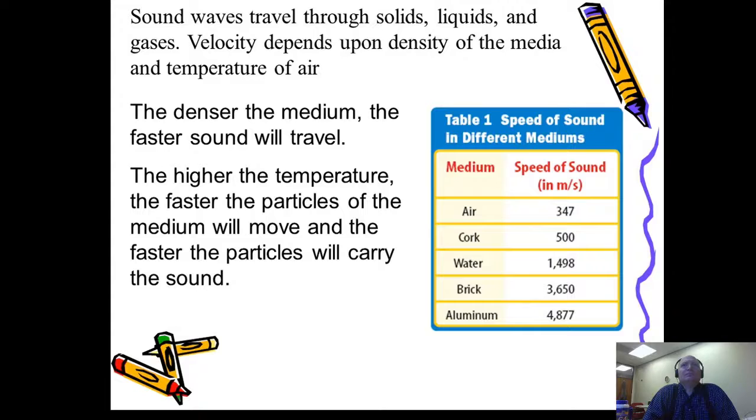Sound waves travel through solids, liquids, and gases, the velocity of which would depend upon the density of the material and the temperature of the air. The more dense the material, the faster sound will travel. And here you can see as the density of the material increases, so does the speed of the sound wave. Very cool. Also, the higher the temperature, the faster the particles of the medium are moving, have more kinetic energy, and will carry the sound faster. Yep, the individual particles move faster, so it kind of makes sense that the wave would move faster.